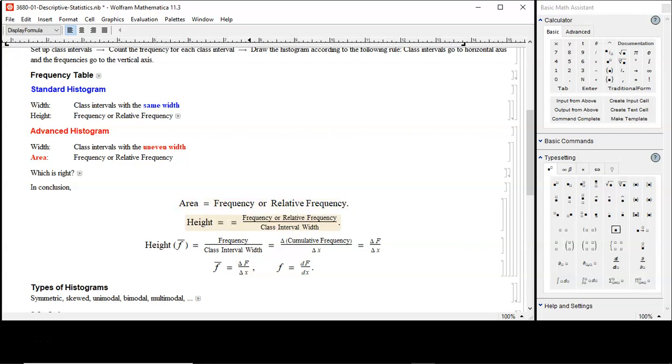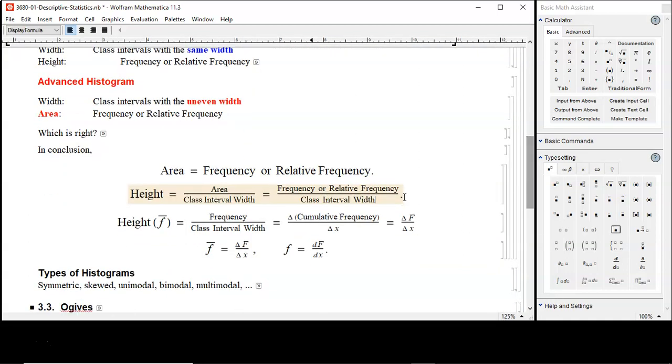Okay. Area is width times height. So if I divide area over width, then you're going to get height. Alright? And the area is frequency. So we have what? Frequency over interval width. But then again, interval width, well, that's delta x, difference of x coordinate.